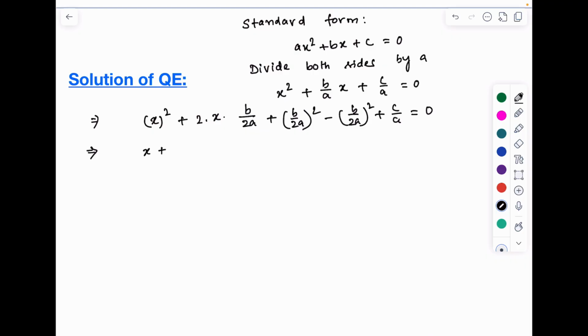Now we write (x + b/2a)², which will be equal to b²/4a² − c/a, that is (b² − 4ac)/4a².